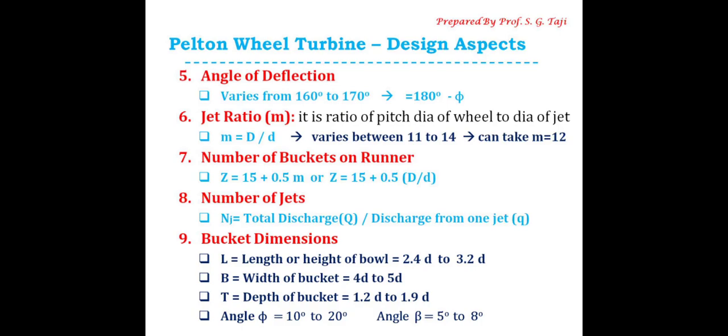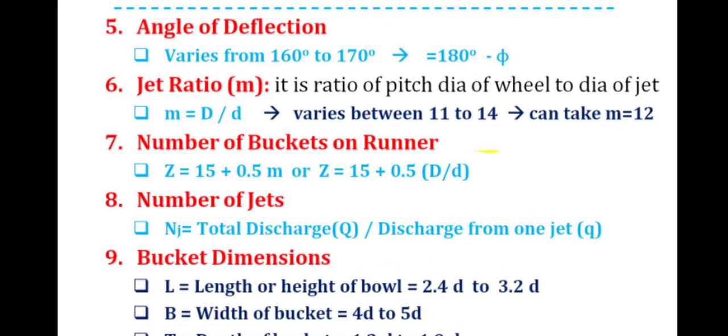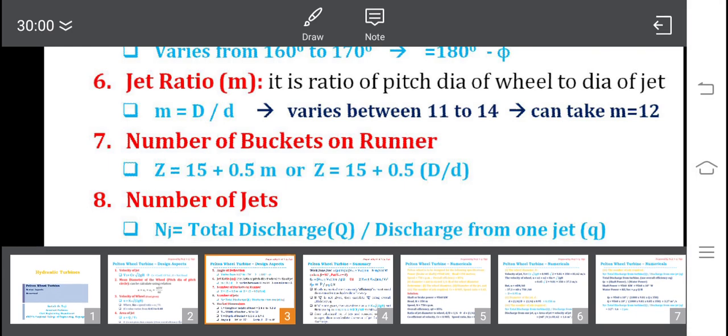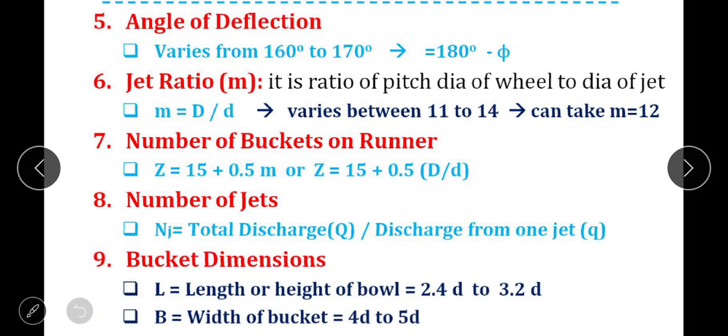Next, fifth design component, angle of deflection. It varies from 160 to 170 degrees, that is equal to 180 minus φ. The φ value varies from 160 to 170.